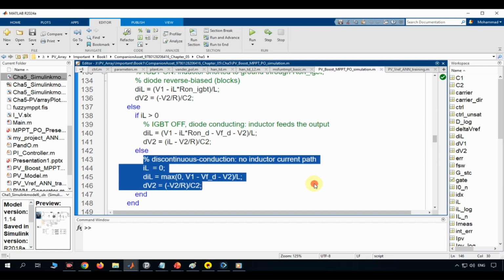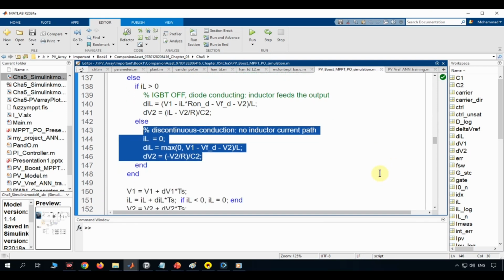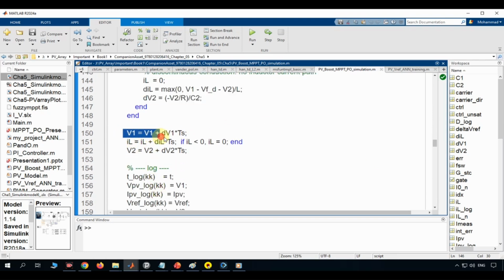If the inductor current reaches 0 while the switch is off, we forcibly keep it at 0, preventing it from going negative. Once we calculate the derivatives dV1, dIL, and dV2, we update the voltage and current states and then log them into our pre-allocated arrays.